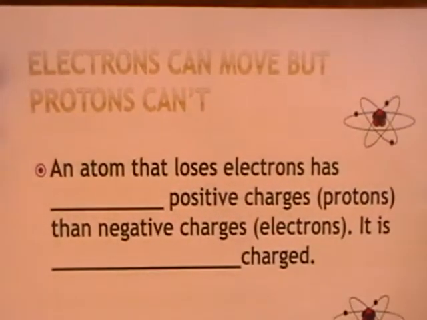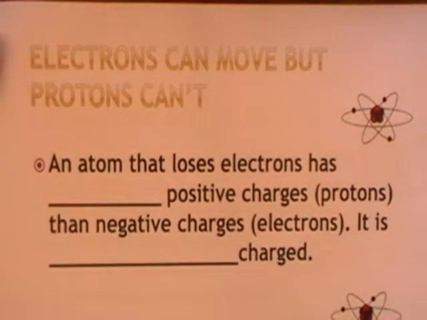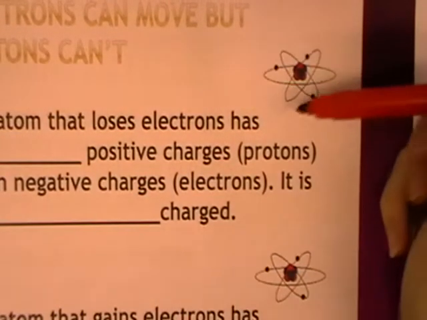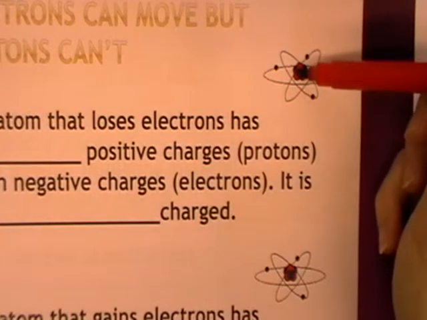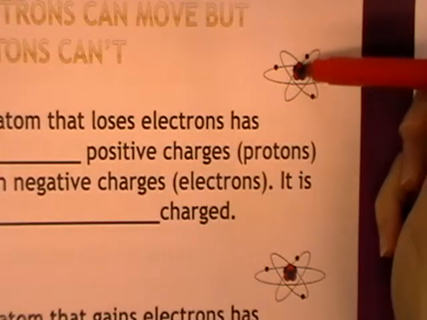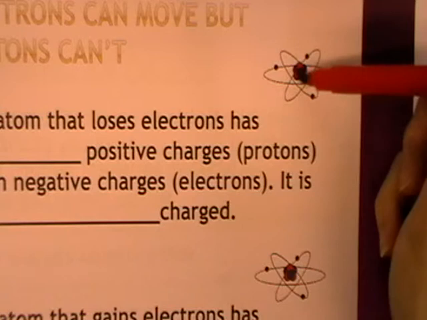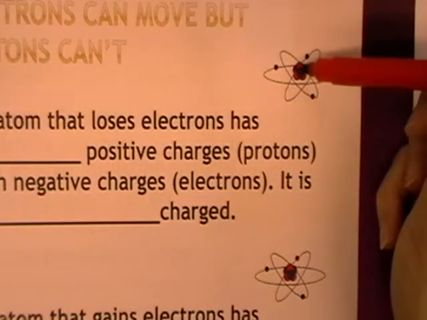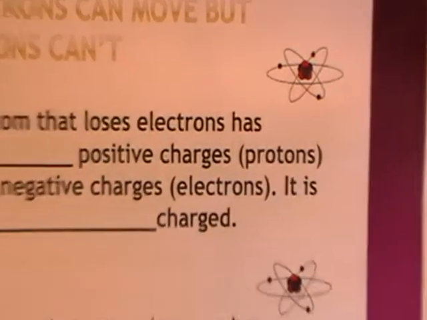Now, in an atom, the electrons can move, but the protons can't. The electrons are found quite far out from the nucleus. The protons are bound really tightly in the nucleus by very, very strong forces. And it would take a nuclear reaction to remove protons from that nucleus.